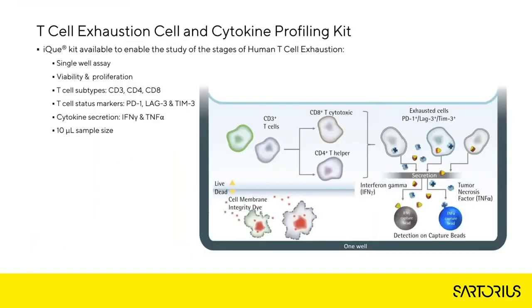SARTORIUS have produced the T cell exhaustion cell and cytokine profiling kit, which is available for violet, blue, red laser IQ and IQ3 systems. This reagent kit allows for the quantification of viability, proliferation, T cell subtypes CD3, CD4, and CD8, T cell status markers PD-1, LAG-3, and TIM3, and also cytokine secretion of interferon gamma and tumour necrosis factor alpha, all from a single well. Cytokine standards are provided to allow quantification of protein production, and predefined compensation settings allow the user to quickly ascertain their results.